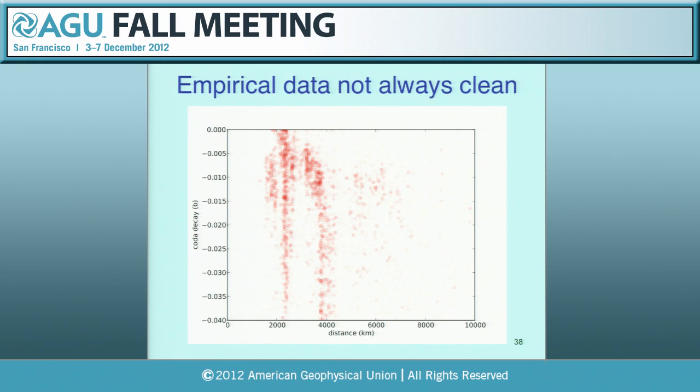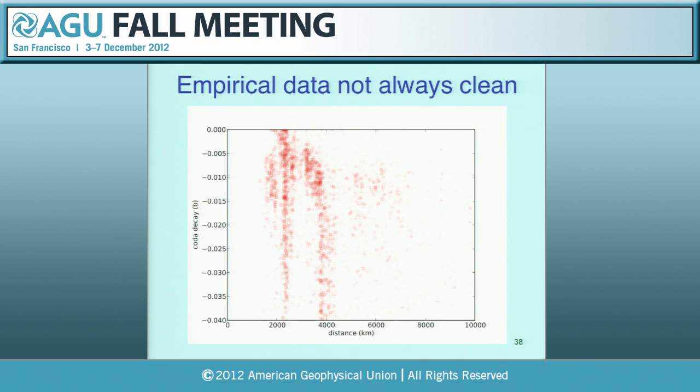If we look at the coda decay rate for various events, maybe coda decay rate depends on distance. Maybe when it's very close, the decay rate is slow, and when the event is very distant, teleseismic, perhaps the decay rate is very fast.